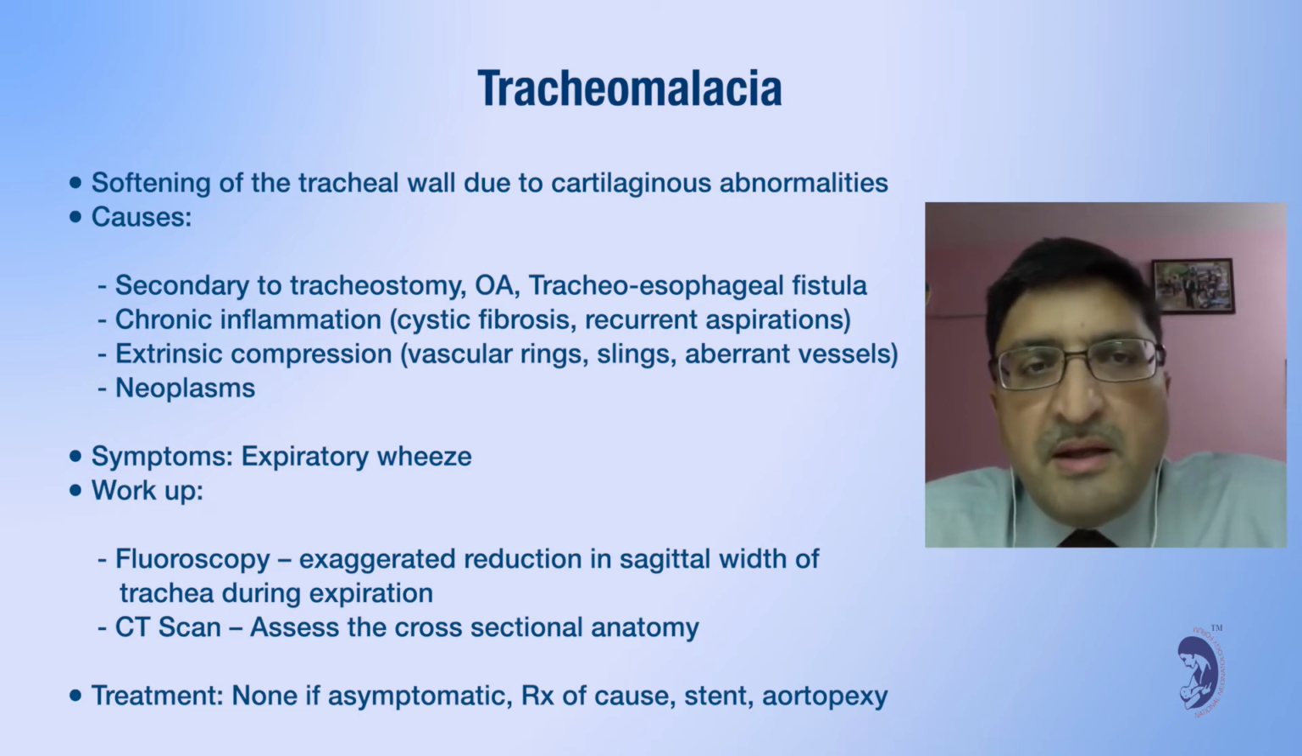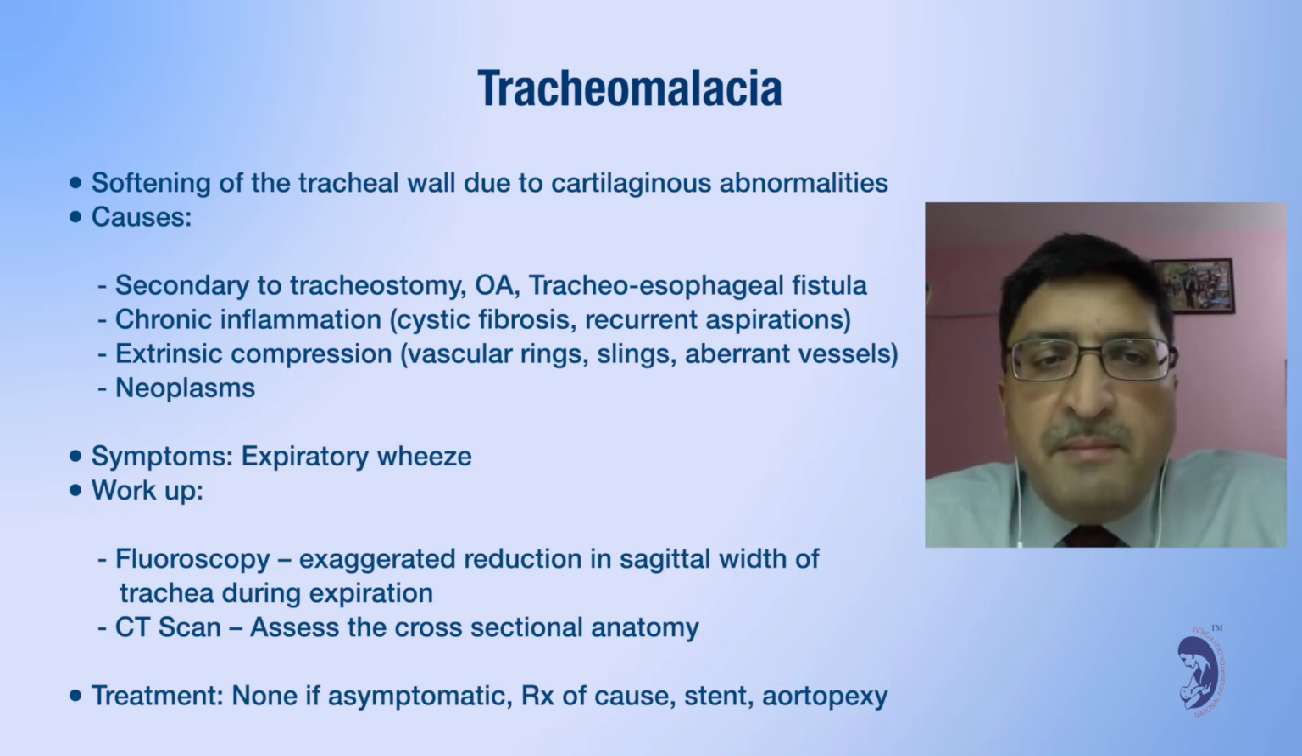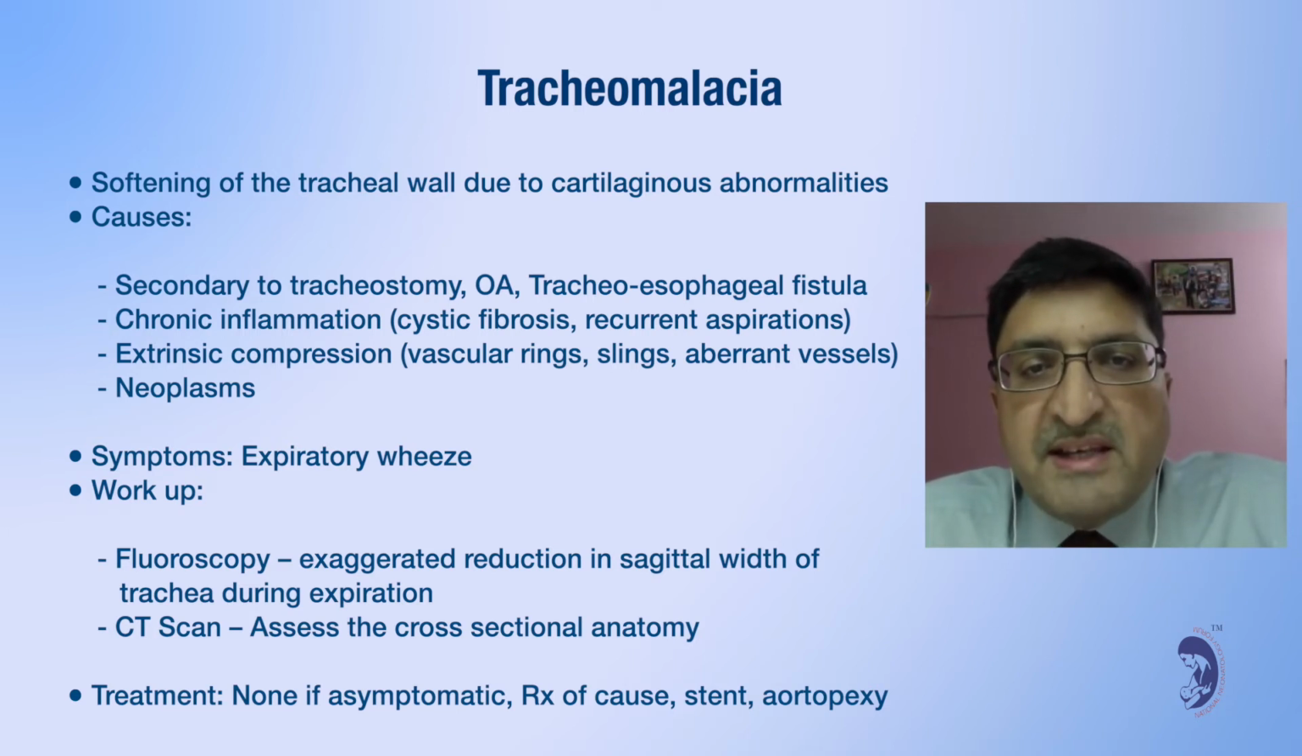The symptom is predominantly an expiratory wheeze. Workup can be done by either a fluoroscopy or a CT scan. Fluoroscopy shows exaggerated reduction in the sagittal width of the trachea during expiration. CT scan assesses the cross-sectional anatomy of the trachea.